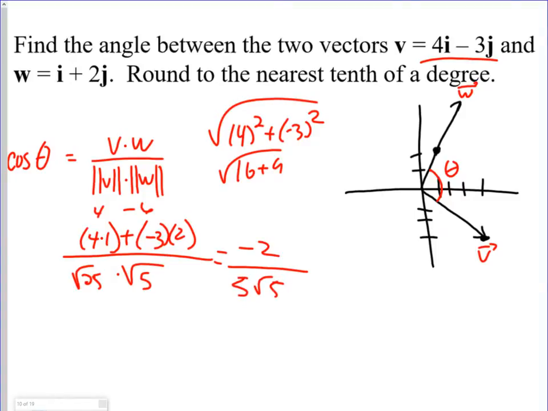So I got that. I can't have a radical here, so I'm going to multiply like this. So we've got negative 2 radical 5 over 10, which becomes negative 5. Wait, isn't it over 25? Should it be over 25? Because 5 times 5 radical 5. There we go. We're done.